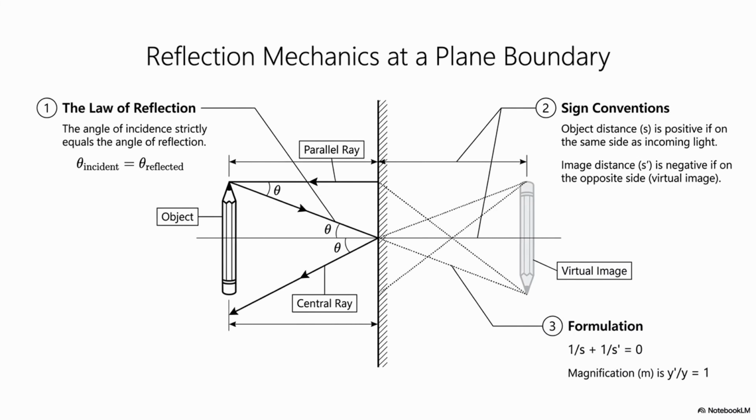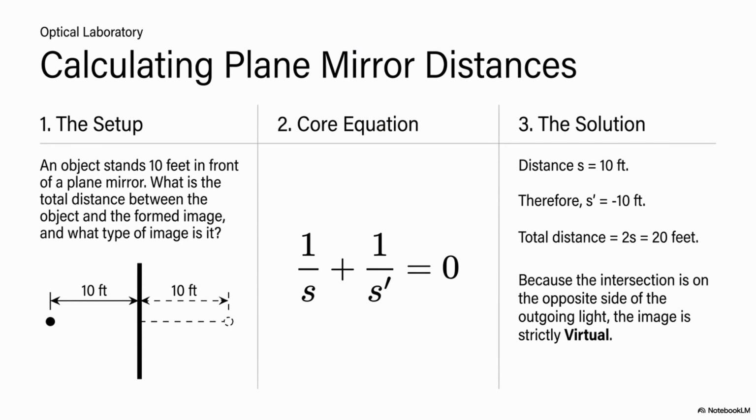That is wild. And the magnification is 1 because it looks like the exact same size, just flipped into that negative space. Exactly. Let's put some numbers to this optical hallucination. Moving to slide 6, we have lab 1. Calculating plane mirror distances. So the setup places you 10 feet in front of a plane mirror. Okay, so the core equation balances the real distance against the virtual distance to equal 0. So if my real distance is a positive 10 feet, the equation dictates the image distance must be a negative 10 feet. Right, meaning the total spatial distance between you in the real world and your virtual reflection in the mirror world is 20 feet.